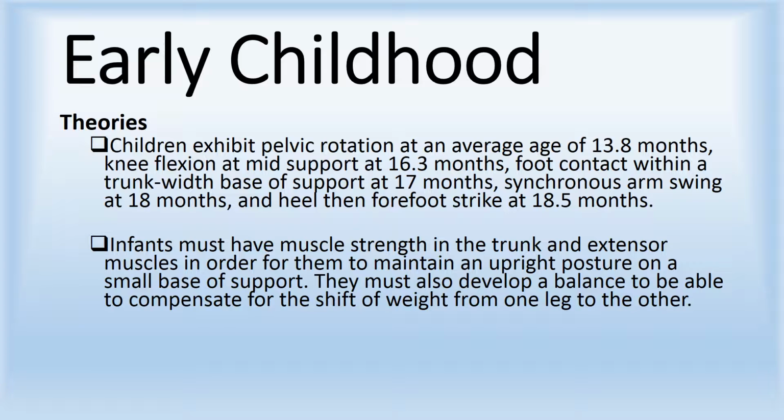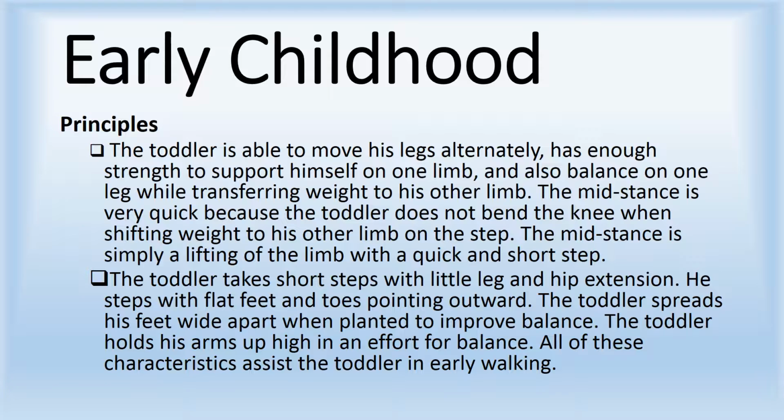In order for infants to maintain an upright posture, they must have enough muscle strength in the trunk and extensor muscles. They must also develop a balance to be able to compensate for the shift of the weight from one leg to another. In order for toddlers to begin to walk, they must be able to support themselves on their limbs and also balance on one leg while transferring weight to the other limb.